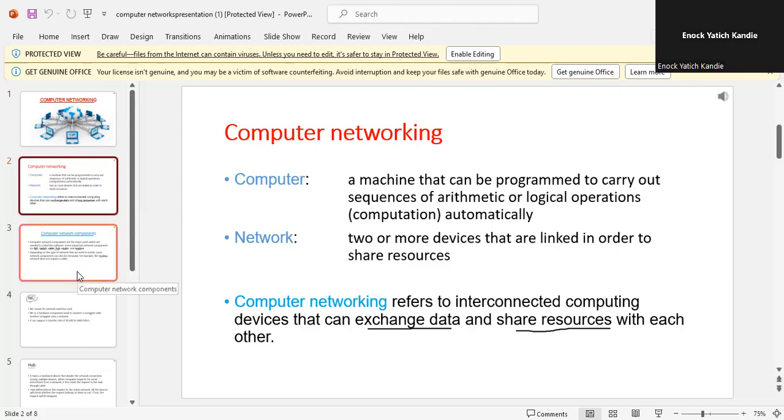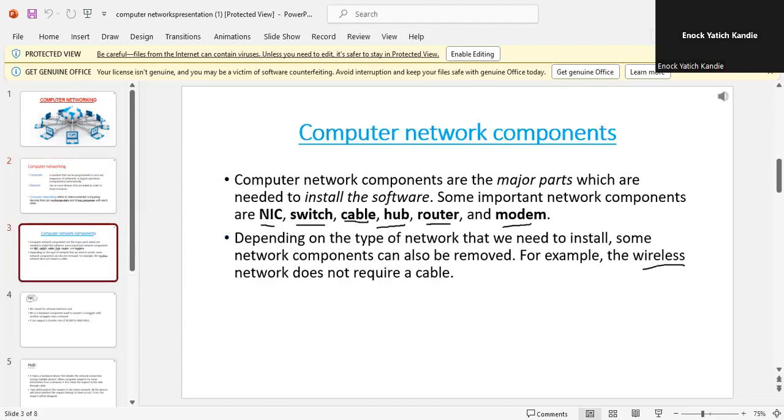So let's look at what is a network. A network refers to two or more devices that are linked together in order to share resources. So we look now at the meaning of computer networking. Now that we know what is a computer and what is a network, we define the term computer networking. This refers to interconnection of computing devices that can exchange data and share resources with each other.